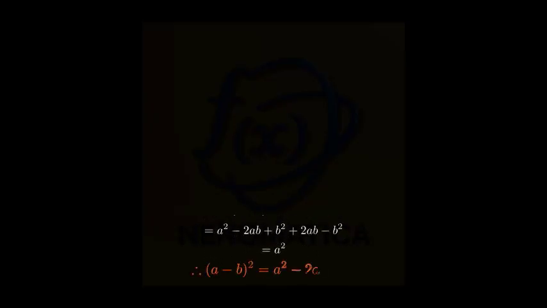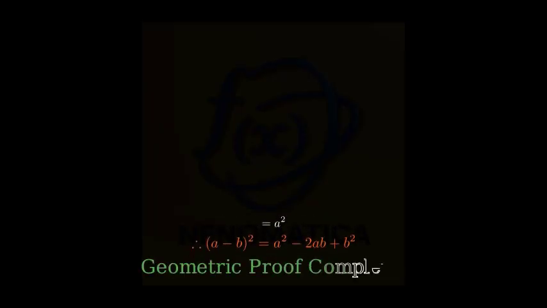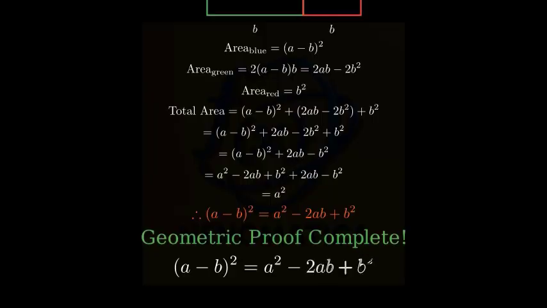But we know the original area was a squared, so this proves that a minus b squared equals a squared minus 2ab plus b squared. And that's our geometric proof of the identity a minus b squared equals a squared minus 2ab plus b squared. This visual approach helps us understand why the formula works, rather than just memorizing it.